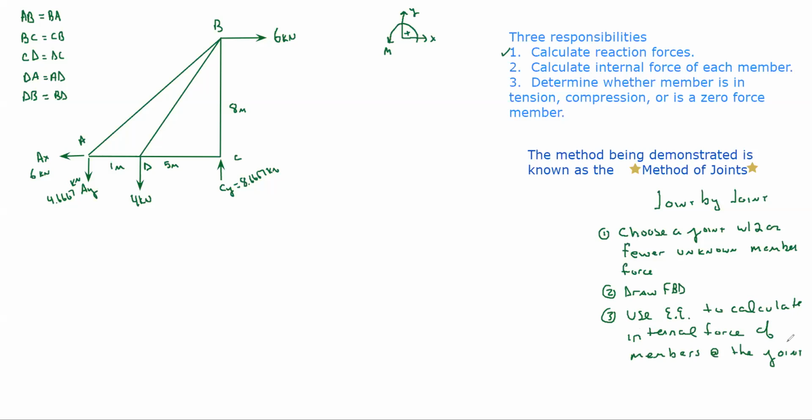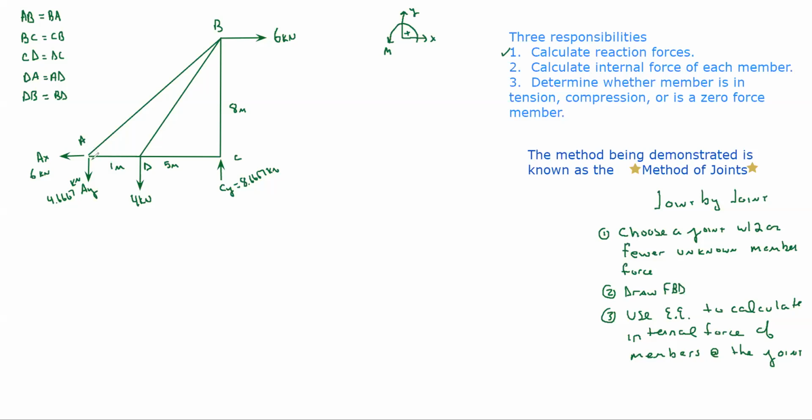So in the method of joints, you go from joint to joint, looking for a joint with 2 or fewer unknown member forces, draw a free body diagram of that joint, and then use the equilibrium equations to calculate the internal forces of the members at the joint. You can start at any joint that you want. So in the truss that we're working with, you could start at joint A, for example.